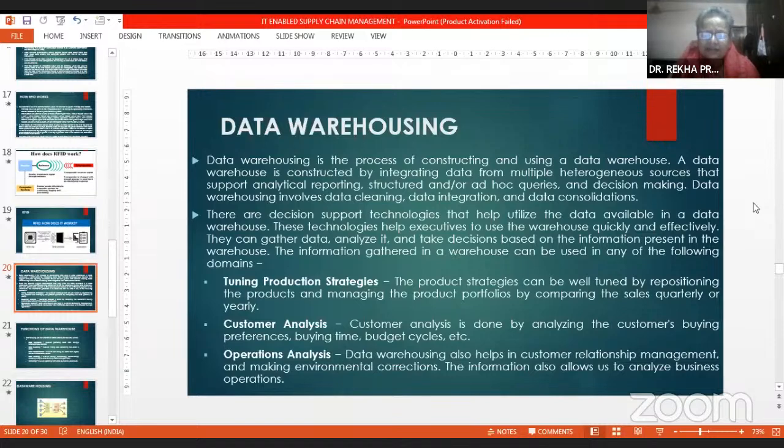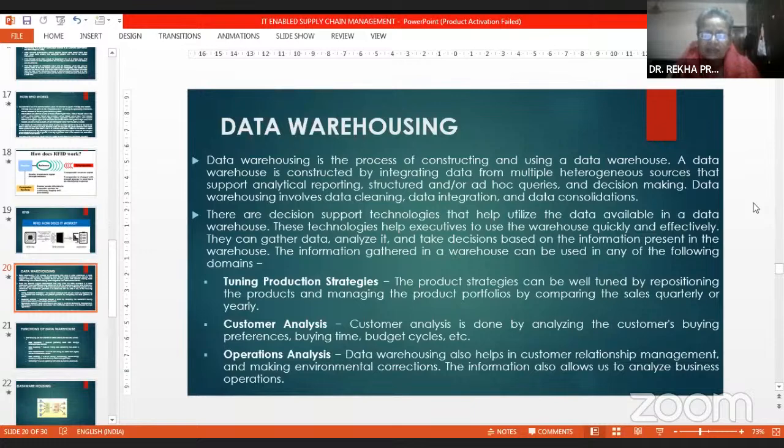Similarly, in a supply chain also, because of the availability of data and the interpretation which you have made through the data, you can take decisions. These technologies help executives to use the data warehouse quickly and effectively. They can gather data, analyze it, and take decisions based on the information present in the data warehouse.